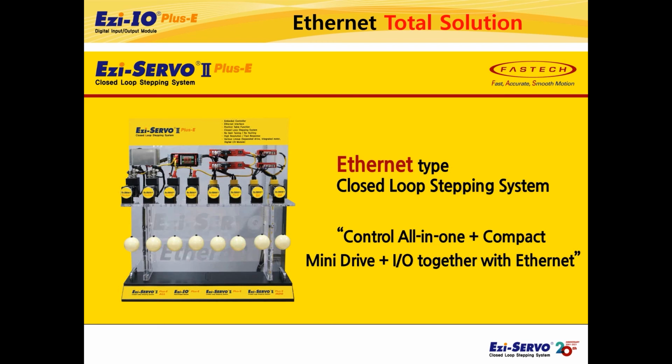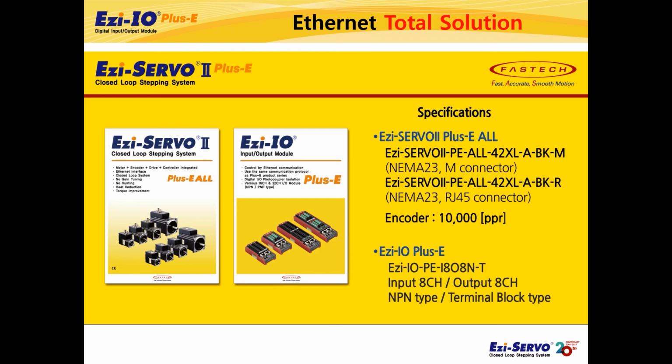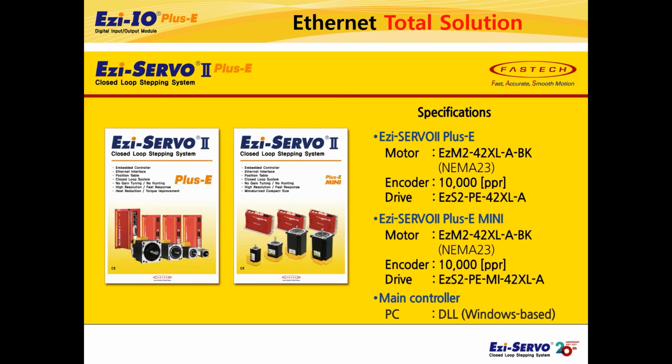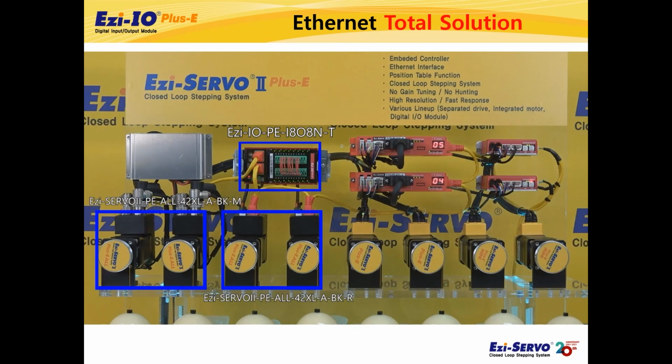The last demonstration is an 8-axis ball demo showing the Ethernet total solution provided by FASTECH. The product names used in this demonstration are as follows. If you look at the left side, there are 4 axes of Ezi-SERVO 2 Plus-E All, which is an all-in-one type that combines a motor, a high-resolution encoder, a drive and motion controller, and Ethernet network. And there is a digital I/O module, Ezi-IO Plus-E.